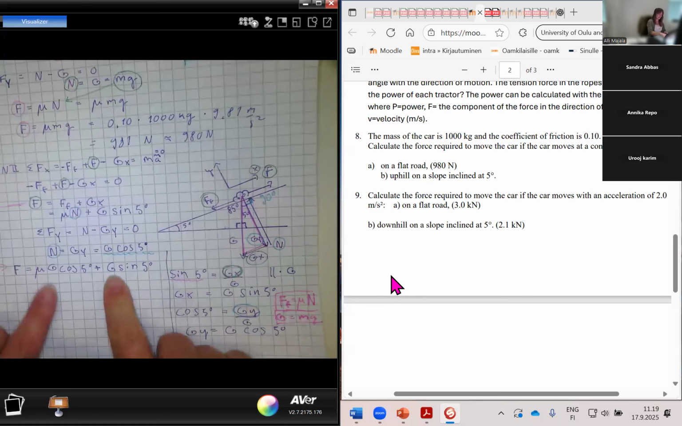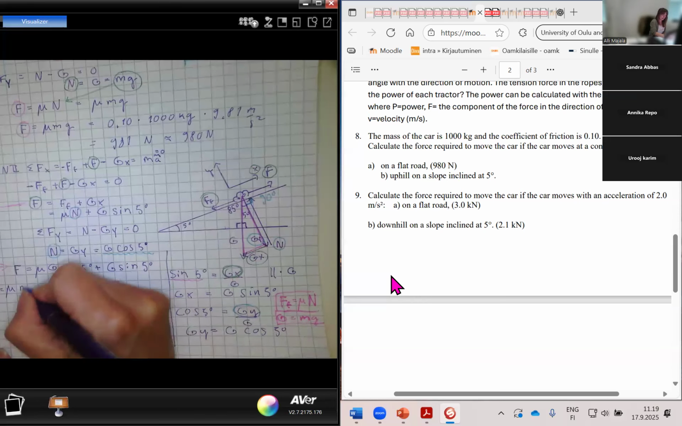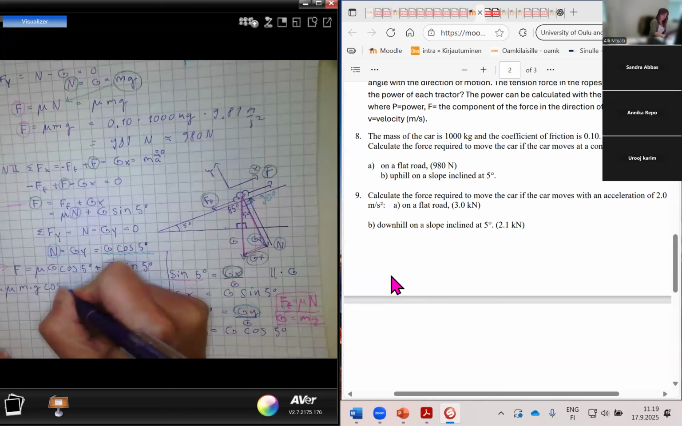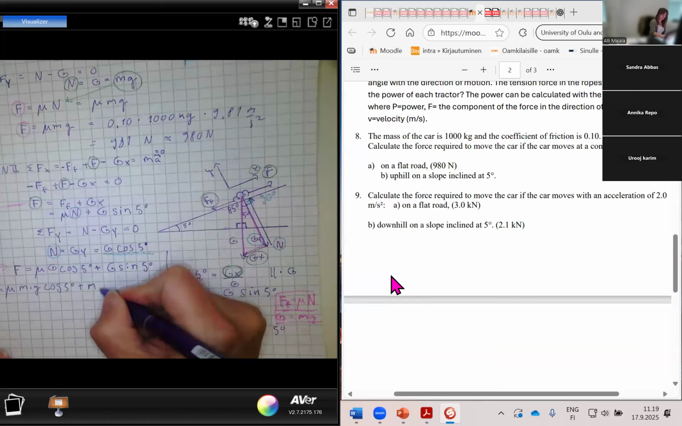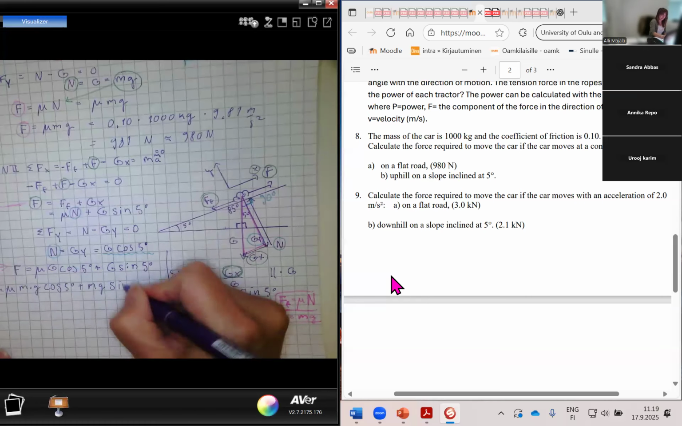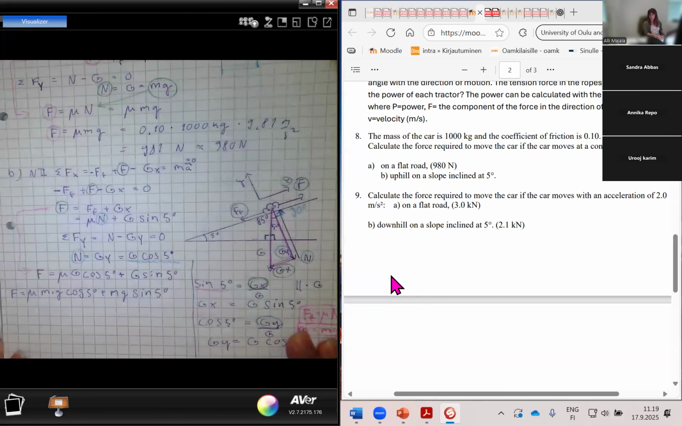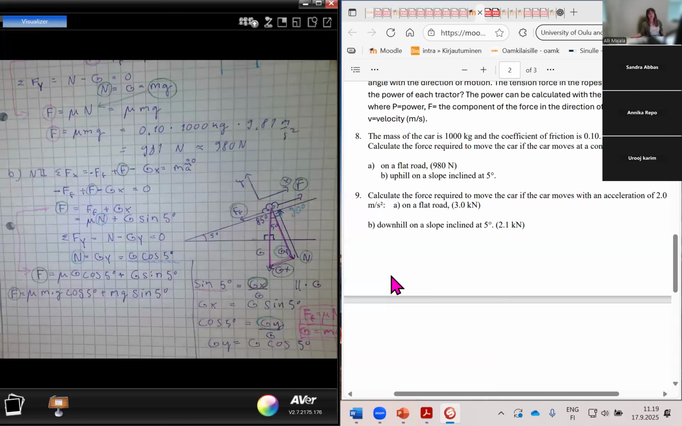And then I can still write it once more. So there's the friction factor, then there's the G that was M times G. Then there's the cosine. And then there's the G that was M times G and the sin. And that would be finally my force. The force that I wanted to calculate, to go uphill.